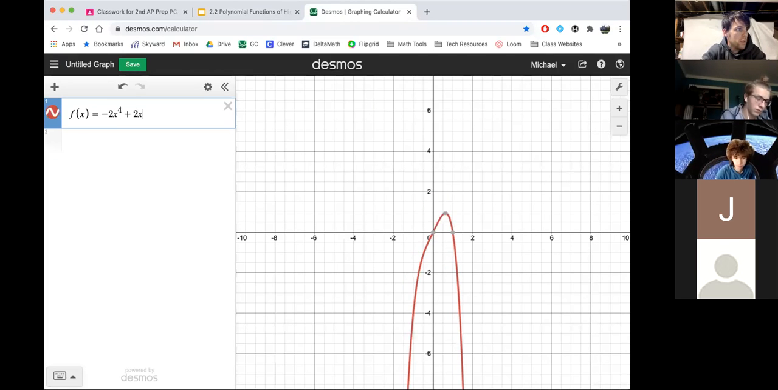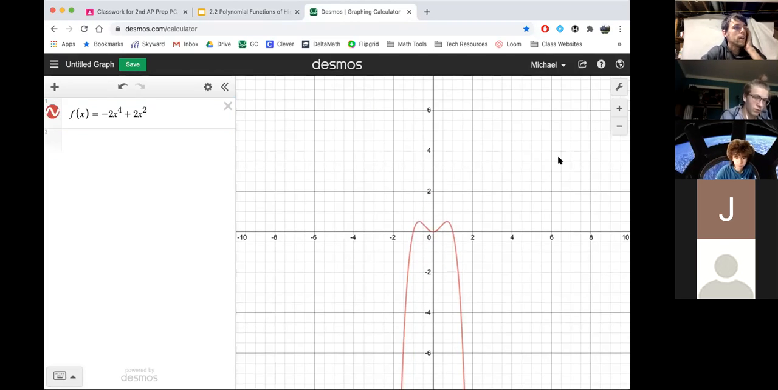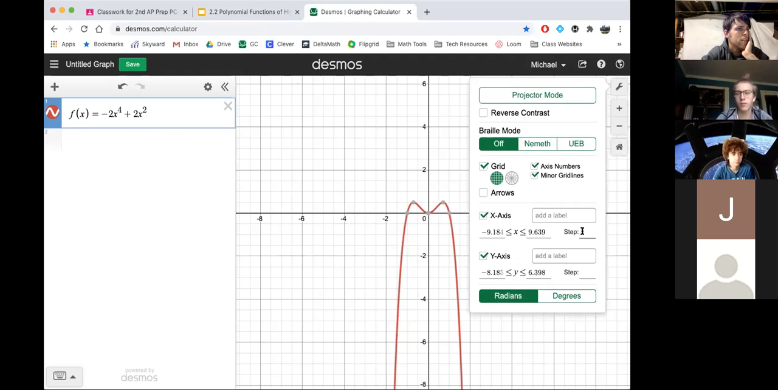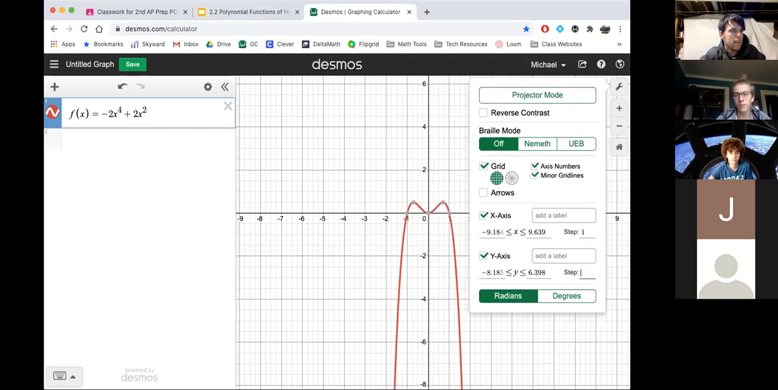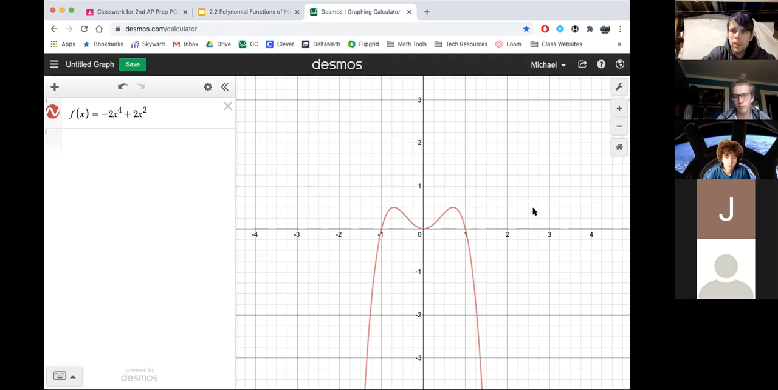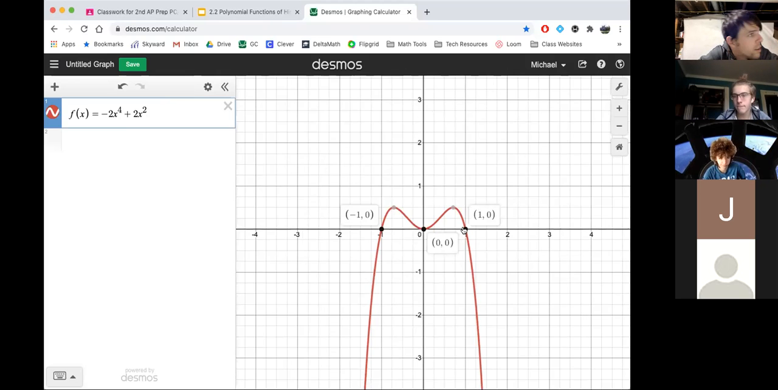So 2x squared. All right, so here we go. This is actually one that's not going to require me to zoom out or change the settings too much. Although I always like mine to be counting by ones. I don't know, I just find that to be a little better. For some reason, it defaults to counting by like 2 on Desmos, which I always find annoying. All right. So again, I don't really need to change my scaling, and I can see all of my zeros are right here. I have 3 zeros for this 4th degree polynomial.